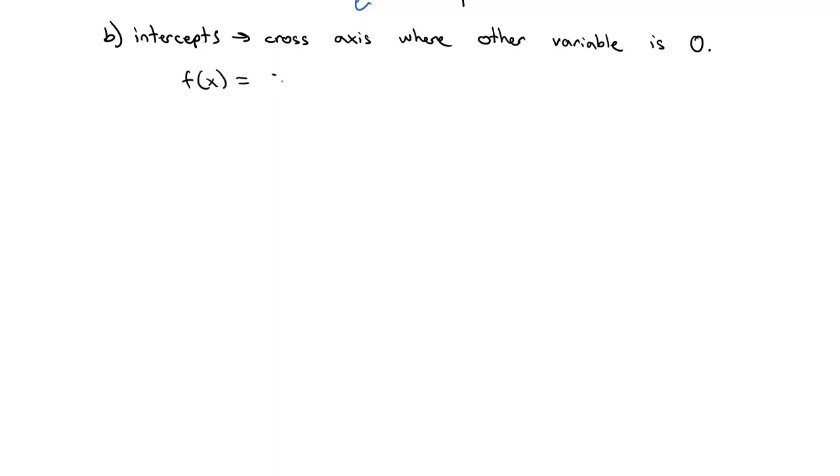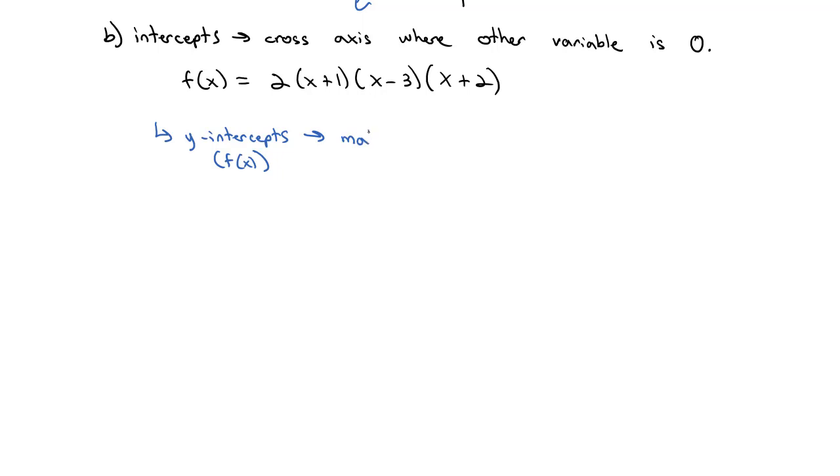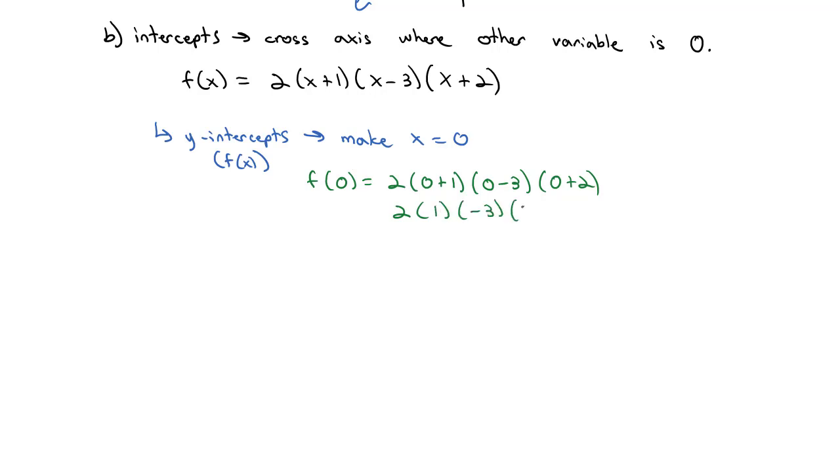Here's what I mean. f(x) = 2(x + 1)(x - 3)(x + 2). If I wanted to find the f(x) intercepts, or the y-intercepts, remember y is the f(x) part, we can make x equal 0. Then f(0) = 2(0 + 1)(0 - 3)(0 + 2). Well, that's really easy. That's 2 times 1 times negative 3 times 2, and that multiplies to negative 12. So the y-intercept for this problem is negative 12 because I made the x's equal to 0.